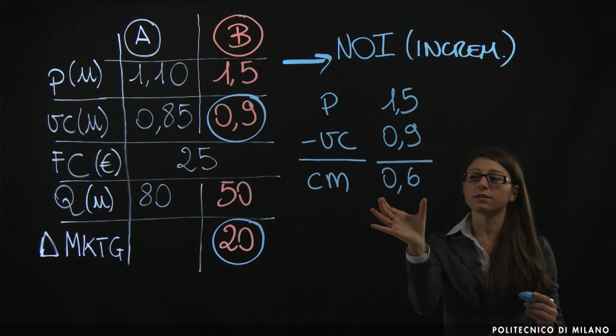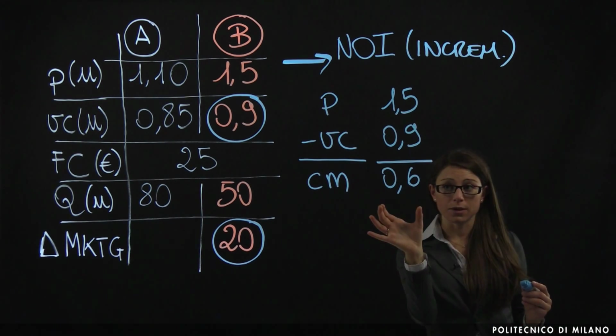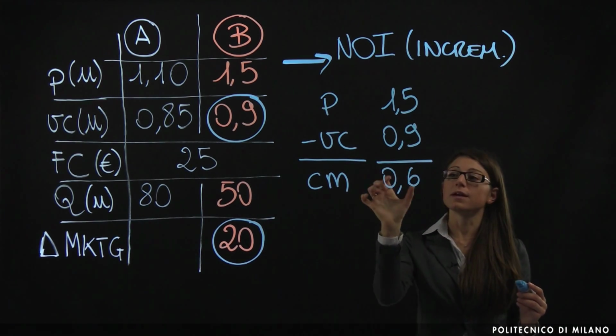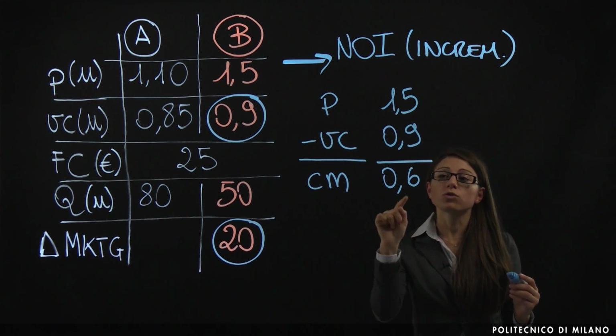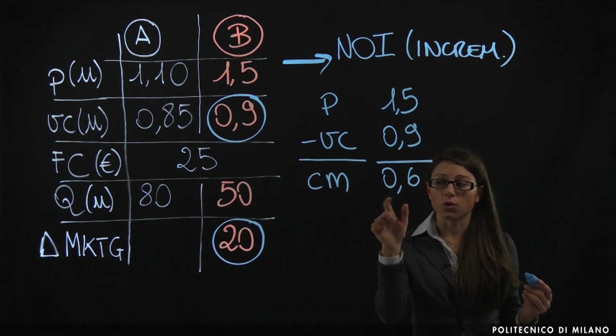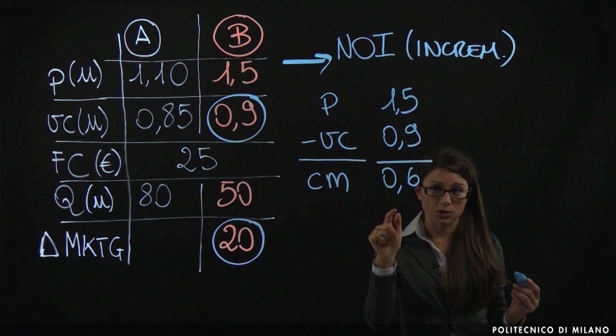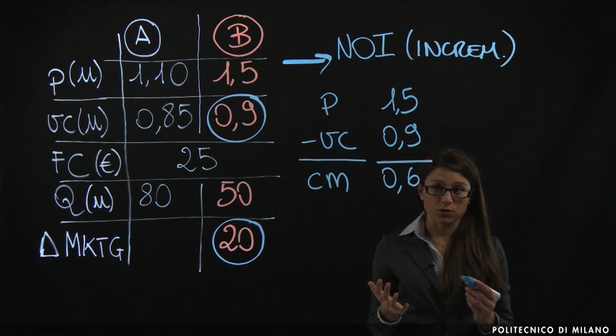So basically we are saying that if we produce beer type B, 1 unit of our beer type B is able to cover the variable cost. Moreover, it is able also to contribute to cover the fixed cost because of this positive contribution margin. Still, we haven't answered our question yet.